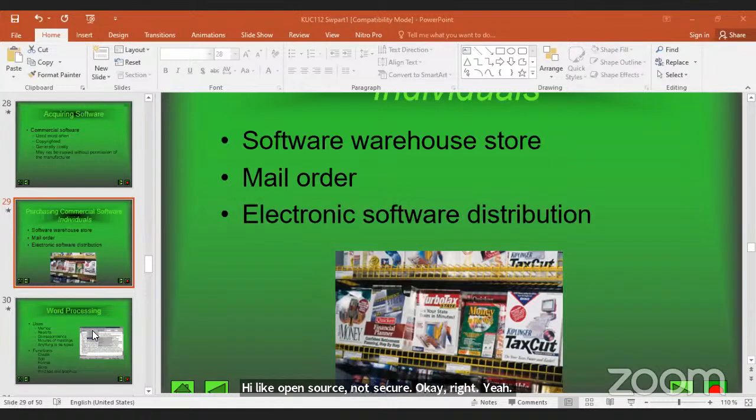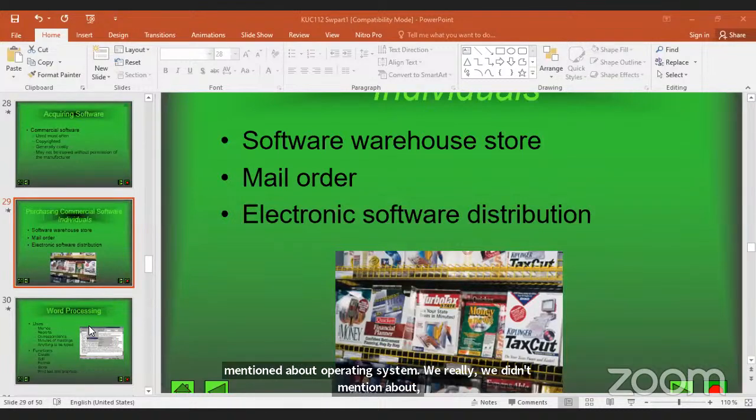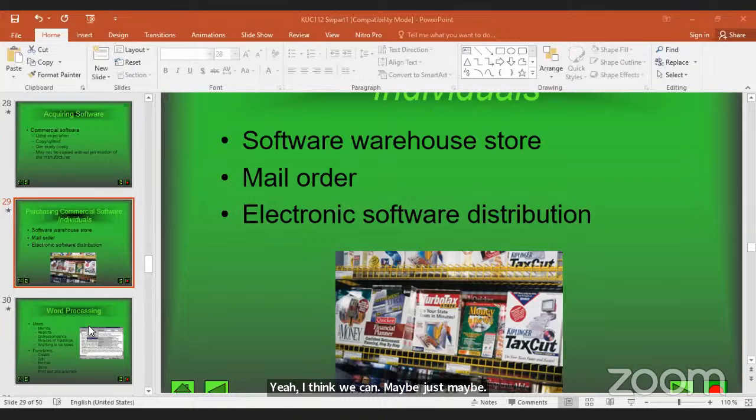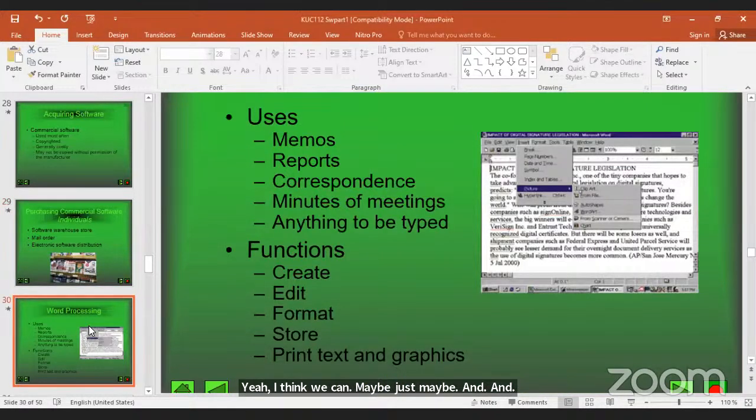So we have different types of software. We mentioned operating systems. We didn't mention types of application software, so I think we can write those down. So application software, we have like the word processor.